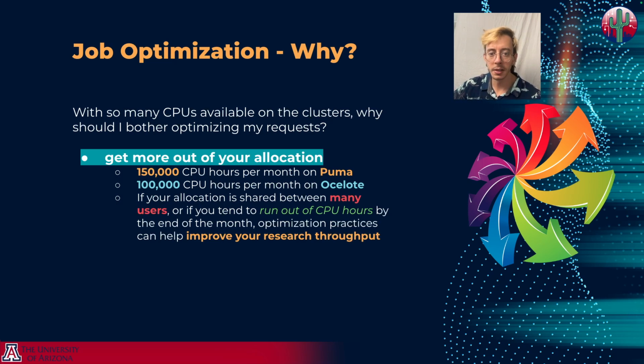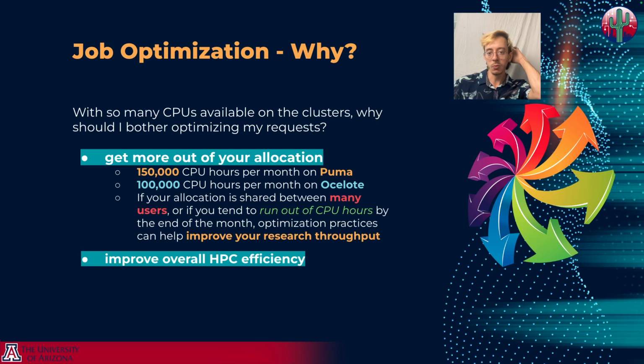So if your allocation is shared between many users, or if you tend to run out of CPU hours by the end of the month, optimization practices can help improve your research throughput. That means get more jobs done with the same amount of CPU hours. So this is a very important aspect of job optimization.